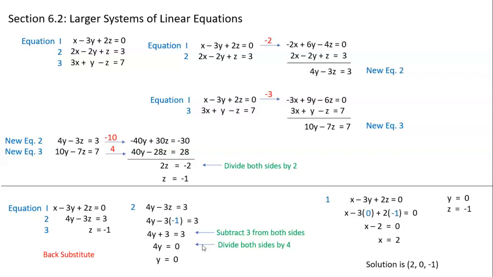Hence, I have my solution. My solutions are 2, 0, and -1. Okay, so this is the way to do it when we have a larger system of equations. We want to start eliminating variables until we get to only one solution, and then we work ourselves backwards. It's called back substitution.